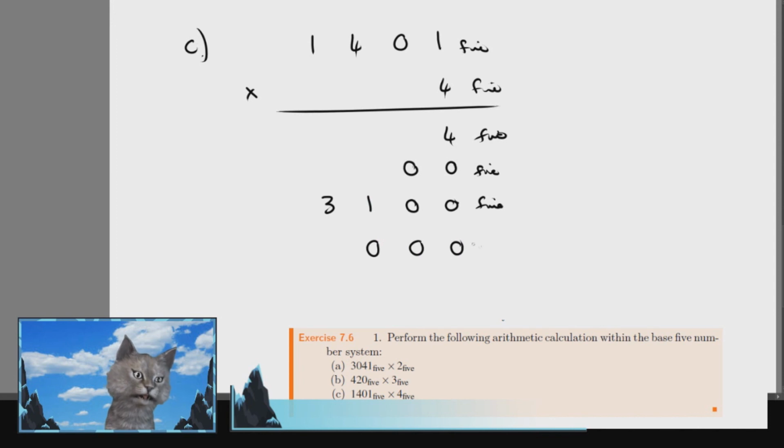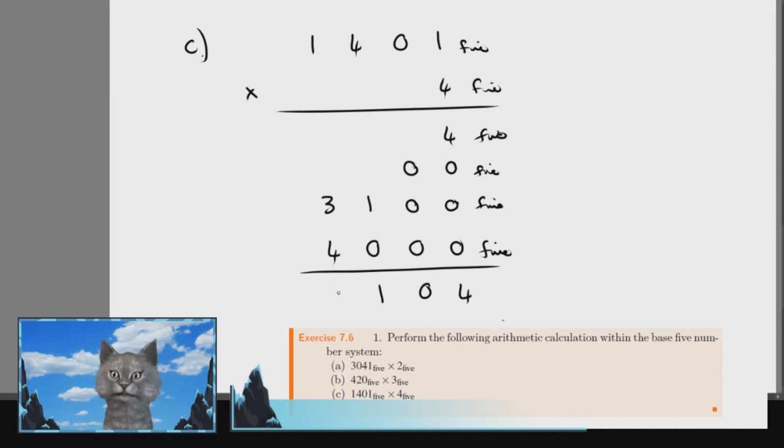Add with more zeros. 4 times 1 is 4. Nice. Adding 4, 0, 1, 7. No 7. Close my eyes. 7 is 1 group of 5 plus 2 singles. And that is base 5. And there is multiplication done.